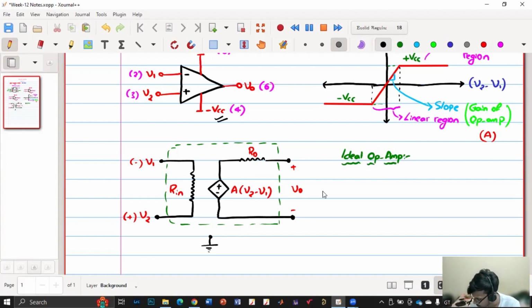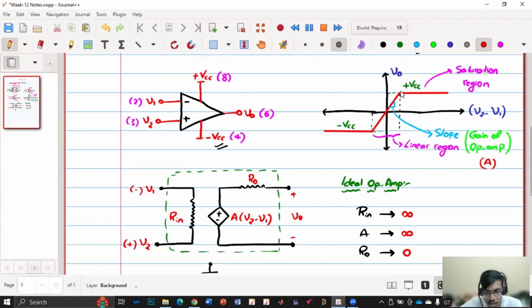First of all, for the ideal op amp, if we consider Rin, gain, and R naught, Rin should be infinite, as it has very high input impedance, gain should also be infinite, and R naught should be 0. Now if I ask you, what happens if the gain is infinite? Consider this one, which is for some non-ideal op amp. Here it has a finite gain A, right?